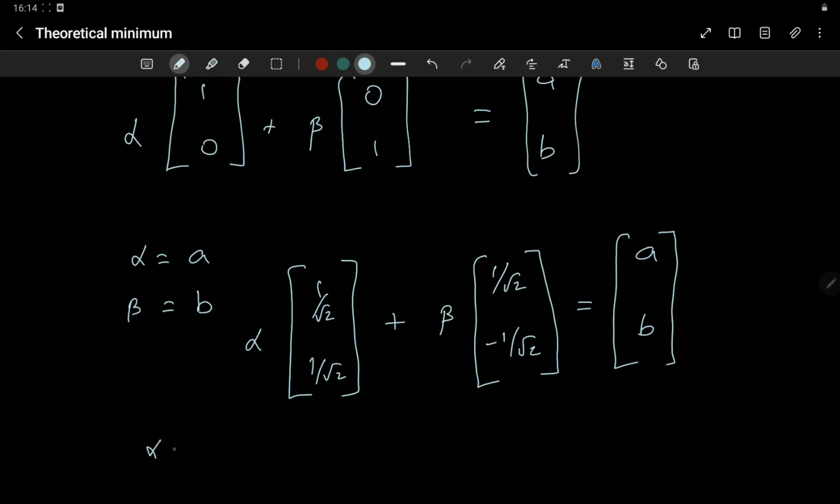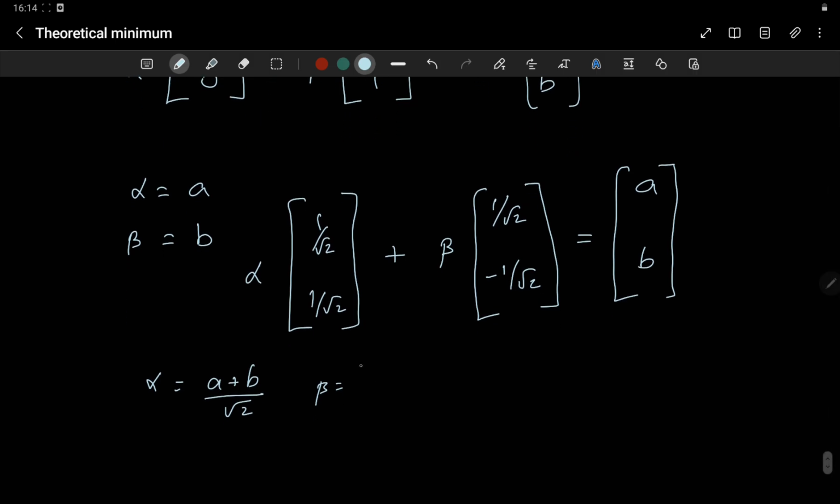Sorry, alpha is a plus b whole over root 2. Okay, and beta is... sorry, what is alpha? Root 2 into just b. Is it so?